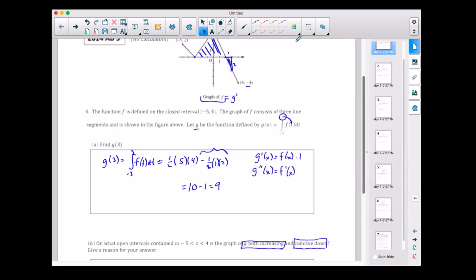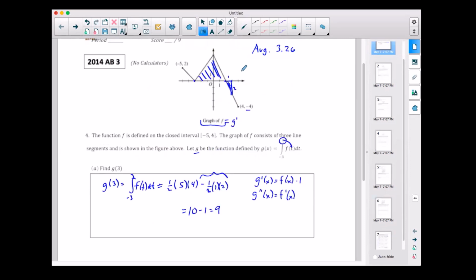So the first thing I want to find is when G prime is positive, right? Well, this is a graph of G prime. The first thing we did was we labeled this graph G prime. And so if I want to know when G prime is positive, I want to know when this graph literally is above the x-axis, right? And so what we're looking at in red are all the places where G prime is positive.